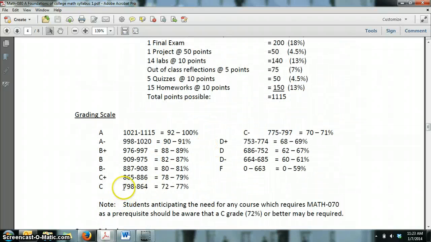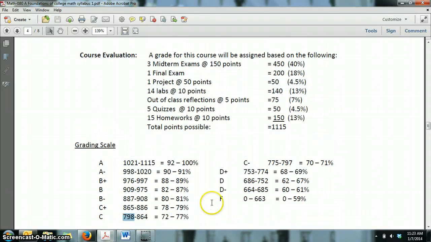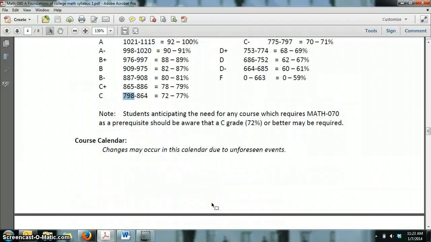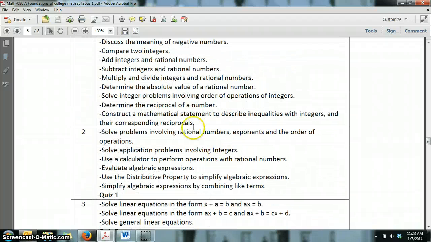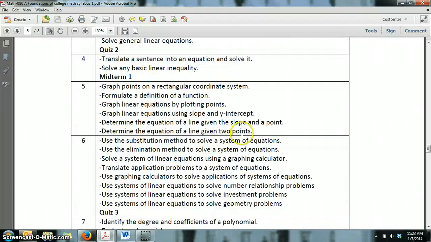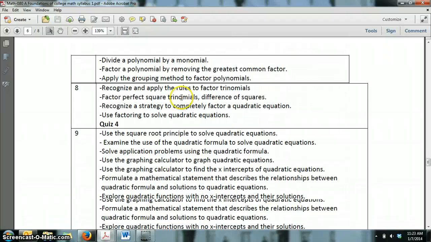To pass the course, you've got to get a C. You can't get a C minus, so you're going to need 798 points in this course. Here's the course calendar. It kind of goes through everything that we're going to be doing in which weeks. You see we cover a lot of different material.